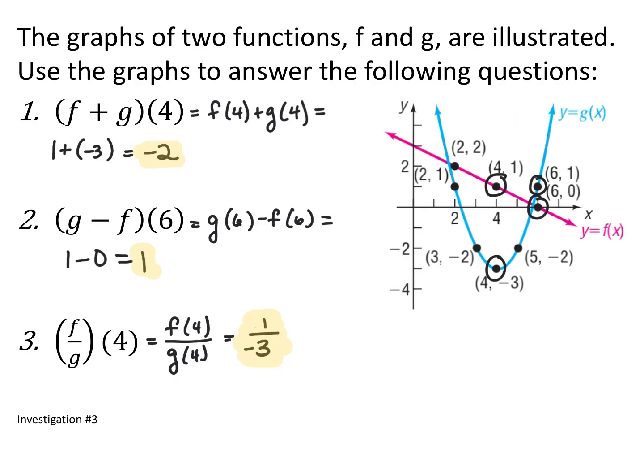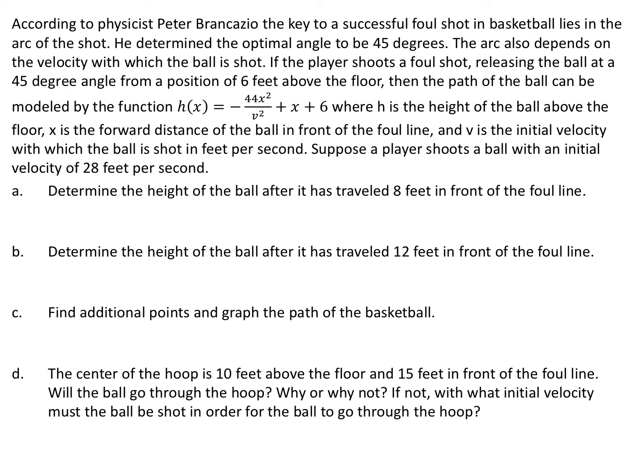So we did this by looking at the graphs, not by writing a function, so being able to use multiple representations. So here we have a context problem. There are a lot of words in this context problem. Essentially what happens is a physicist has determined the perfect angle to shoot a free throw in basketball is 45 degrees. So if a shooter is shooting the ball from a 45-degree angle and is 6 foot off the ground, then the height or the path of the ball can be modeled by the function h of x equals negative 44 x squared over v squared plus x plus 6, where h is the height of the ball off the ground, x is the distance in front of the free throw line or the foul line, and v is the initial velocity of the ball.